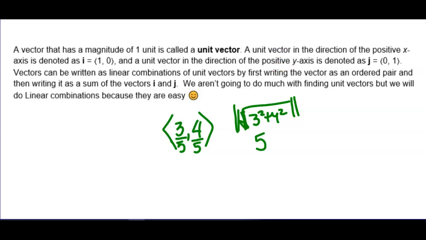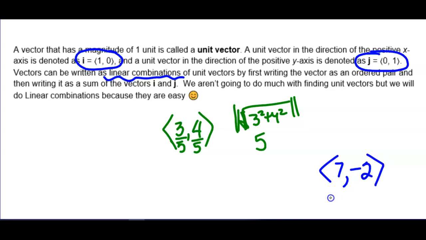Because it's super easy. A unit vector in the direction of the positive x-axis is called i, or go over 1 and up 0. A unit vector in the direction of the positive y-axis uses this j, over 0 and up 1. We use what's called linear combinations of these. So if I have a vector that goes 7 to the right and down 2, you can also write it as 7i vectors and -2j vectors. It's just that easy, guys. They use this notation in different applications of vectors.